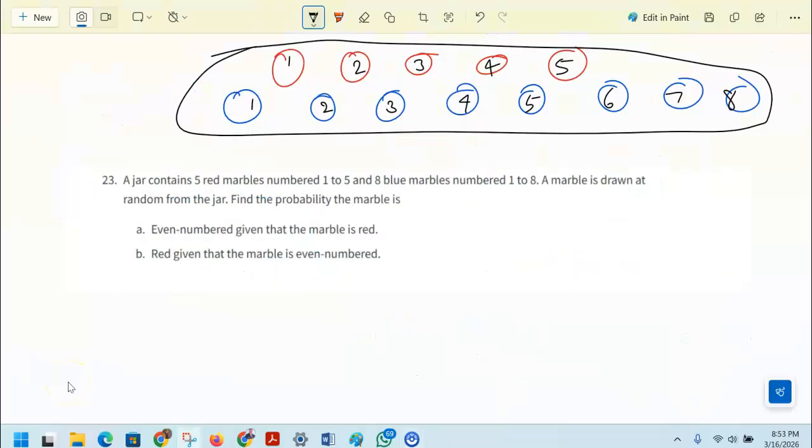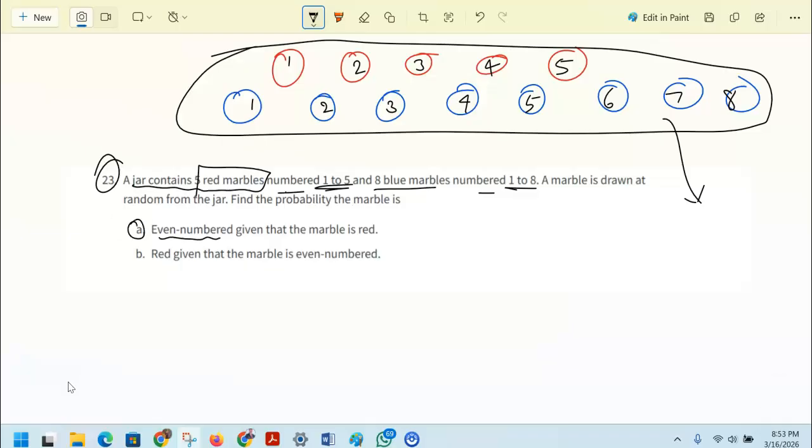So question number 23 says it has 5 red, and you can see there are 5 red in the figure. 1 to 5, and there are 8 blue, 1 to 8. And you pick a marble from here. What is the probability that it is even numbered given that the marble is red? Now, what this basically means, you are being told that it is already red, and then what are the chances that it is going to be even?